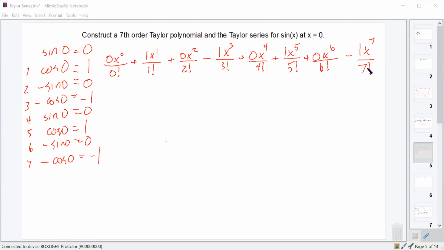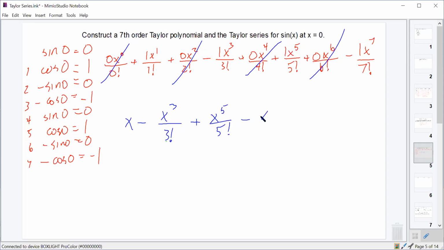Fairly straightforward to construct the polynomial. Find the derivatives. These were easy derivatives to find. Find the derivatives, plug in the things. All right, all the ones with the zeros are going to cancel out, so we can ignore all of those. So effectively, we just end up with x minus x cubed over 3 factorial plus x to the 5th over 5 factorial minus x to the 7th over 7 factorial. Everybody good there?